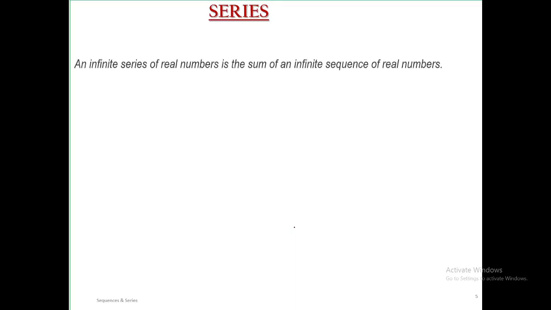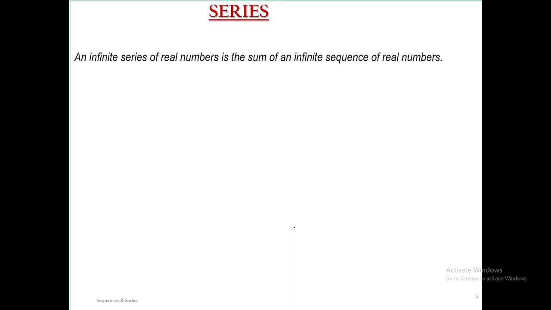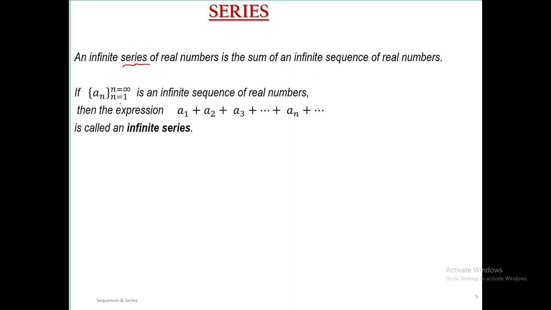Okay. Look. An infinite series of real numbers is the sum of an infinite sequence of real numbers. If n is running from 1 to infinity, this is an infinite sequence of real numbers. This is a sequence, obviously, because it is written in curly brackets. What kind of sequence? An infinite sequence of real numbers.